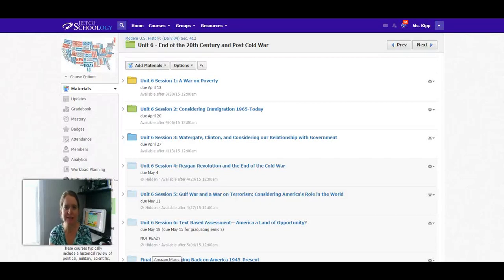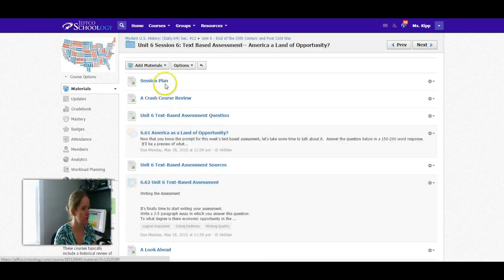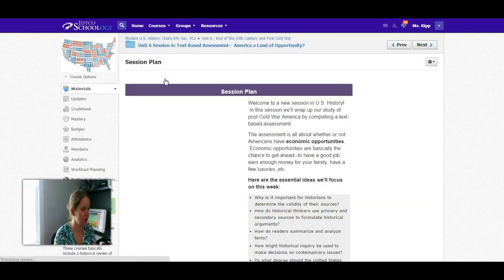Welcome to Unit 6, Session 6. This is the text-based assessment for Unit 6. So I'm going to walk you through everything in here and what we're going to be doing this week. So let's start with the session plan.